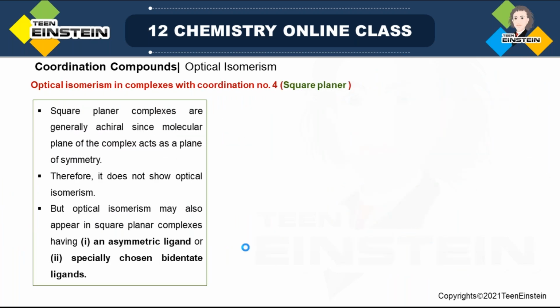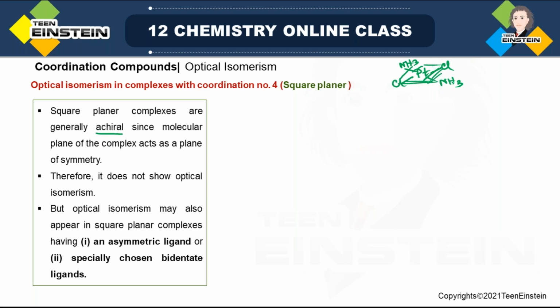Coordination number 4, but now it is square planar geometry, not tetrahedral. Now what will happen under this condition? Square planar complexes are generally achiral. The reason is the molecular plane of the complex itself acts as a plane of symmetry. So a very simple example: suppose you have platinum, with 2 chlorine, 2 ammonia. Now this is a perfect plane, right?